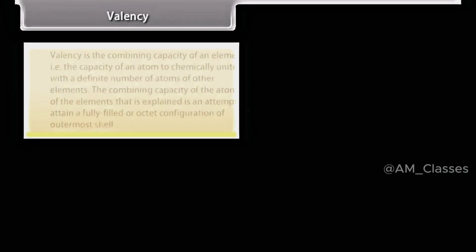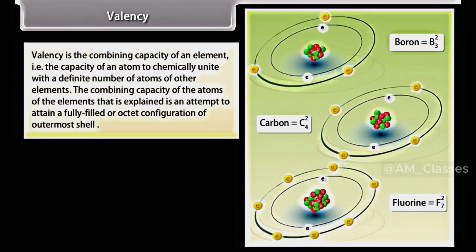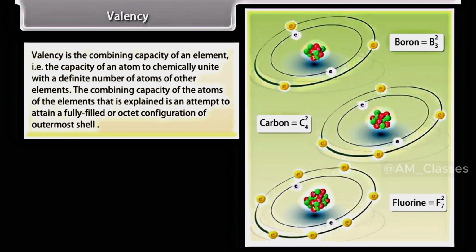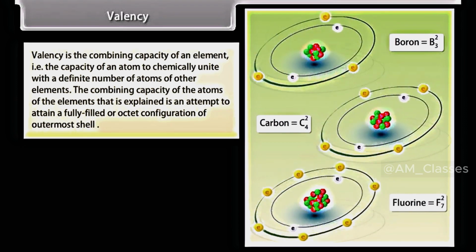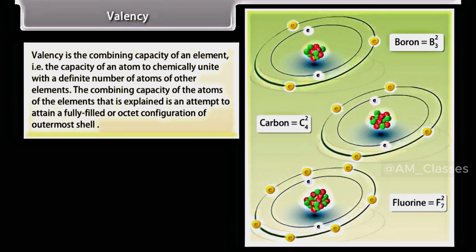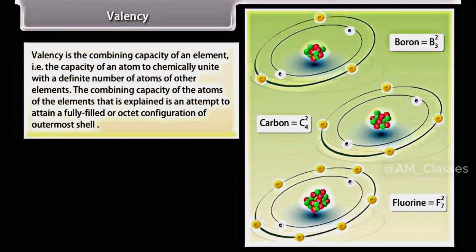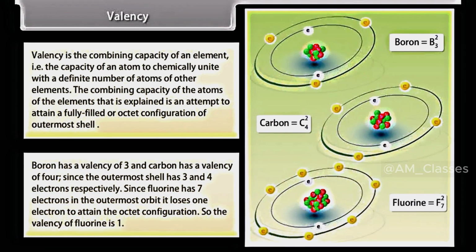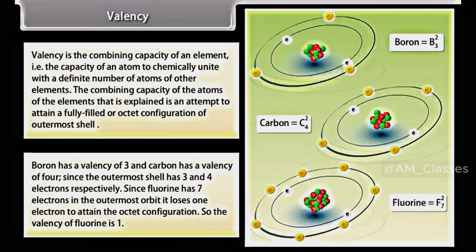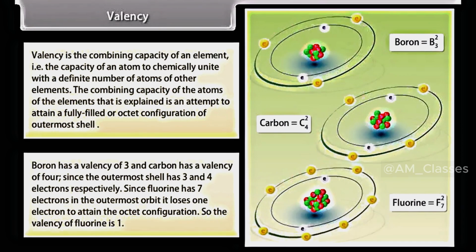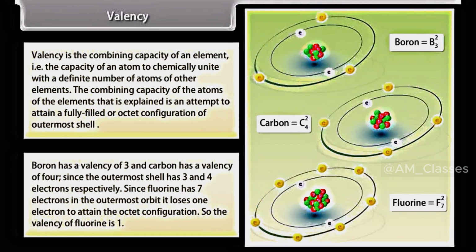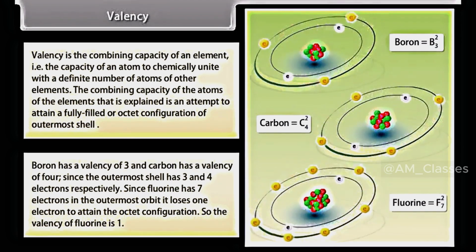Valency. Valency is the combining capacity of an element, that is, the capacity of an atom to chemically unite with a definite number of atoms of other elements. The combining capacity of the atoms of the elements is explained in an attempt to attain a fully filled or octet configuration of the outermost shell. Boron has a valency of 3 and carbon has a valency of 4, since the outermost shell has 3 and 4 electrons respectively. Since fluorine has 7 electrons in the outermost orbit, it gains 1 electron to attain the octet configuration. So, the valency of fluorine is 1.